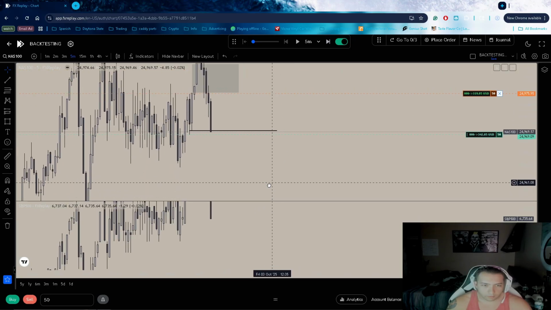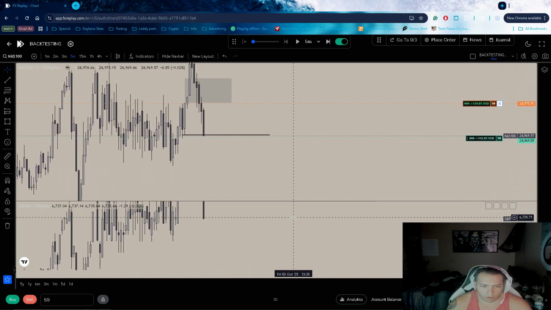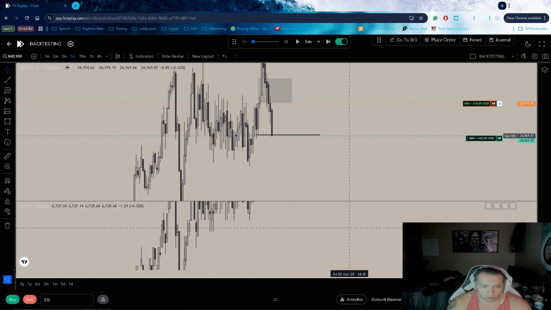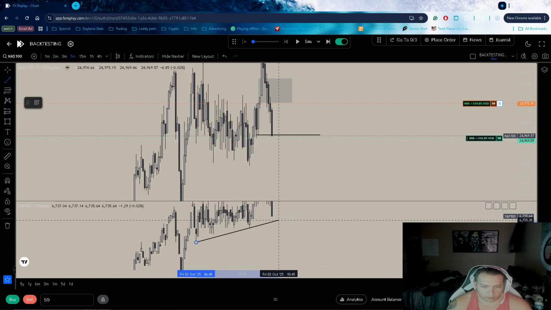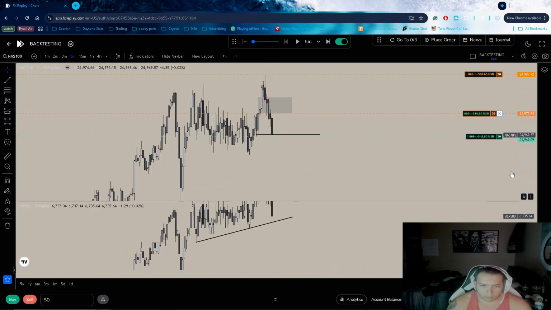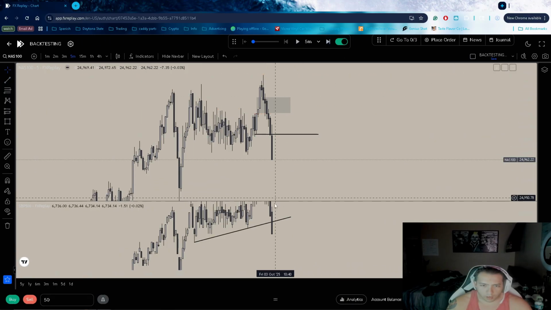And as you can see, it played out despite the small SMT. And the ES is going to run all of this low resistance liquidity. At the very least, it should. The Nasdaq, not too sure. Yeah, Nasdaq took it as well, so that's cool.